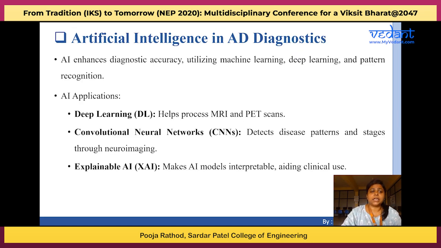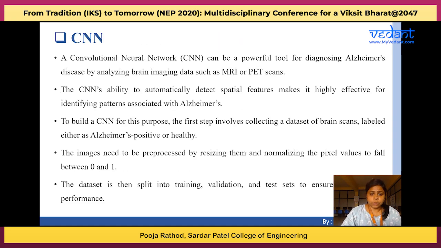By using AI, machine learning and deep learning, we use these images and process them, like scanning images of MRI, PET, and CT. Then we can use those images in deep learning and machine learning algorithms and models, and we can identify stages and do early detection of this kind of disease. One such model is the CNN model, a powerful tool for diagnosing Alzheimer's disease by analyzing brain imaging data such as MRI or PET scans.